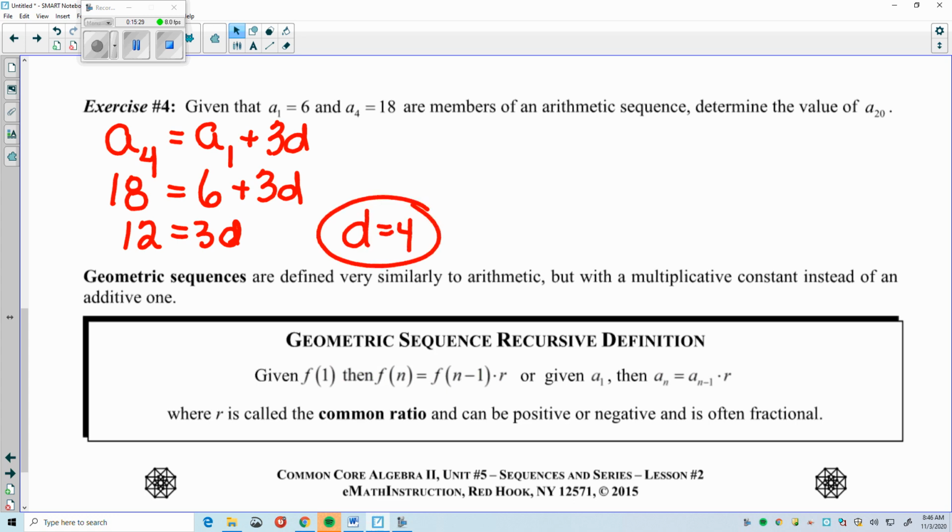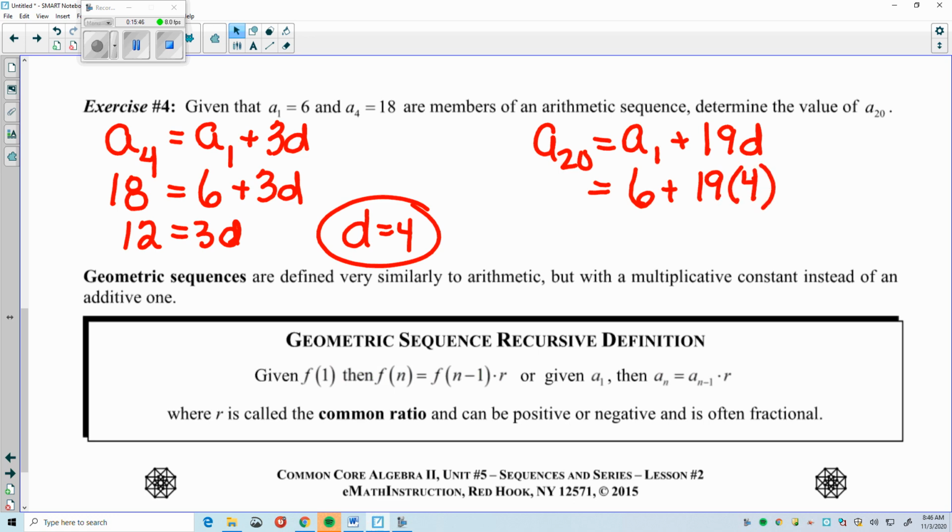Okay, so now I need a sub 20. So I have my first term plus 1 less than the term I need times the difference. A sub 1 being 6 plus 19 times my difference. And that would get me 82. So that's a quick way to figure out a term, especially if it's way far away from the beginning of the sequence.